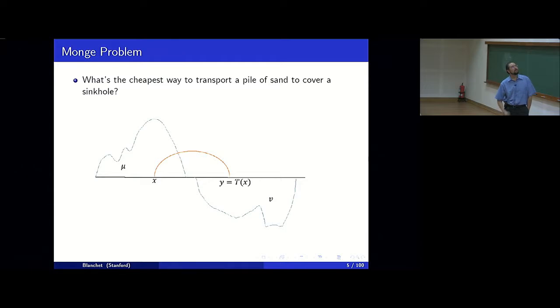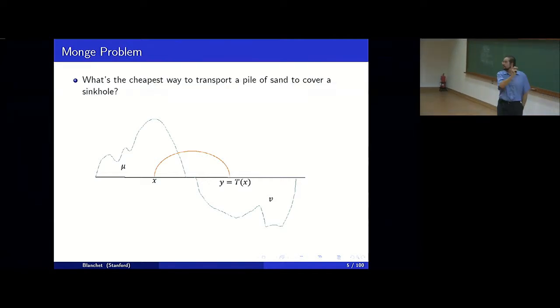So what is the Monge problem? This problem was introduced around the 1750s. It's perhaps the oldest civil engineering problem that you can trace. It is really a problem of transporting a pile of sand. You have a pile of sand, modeled by the profile of a density, and you are interested in covering a sinkhole according to some function. What's the cheapest way of transporting this pile of sand? So you take x, you take the bit of sand that is above x, and you send it to y. And in the end you need to do it in such a way that you cover the whole sinkhole. So you need to rearrange this, right?